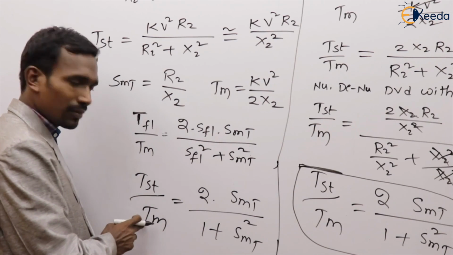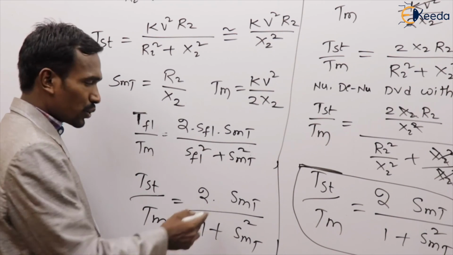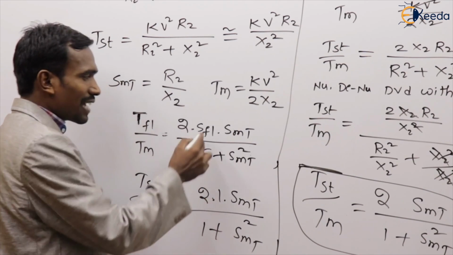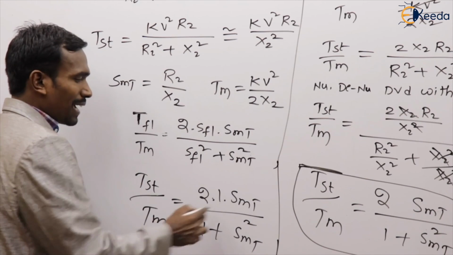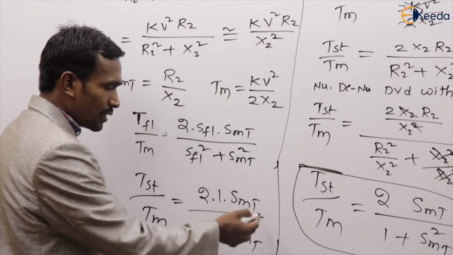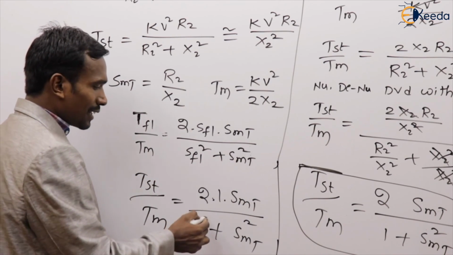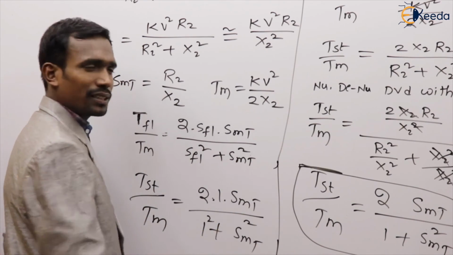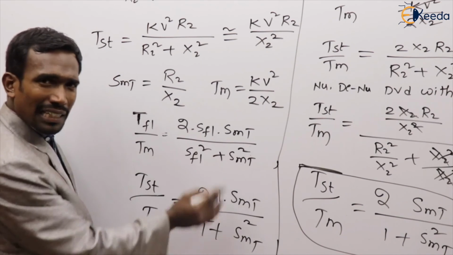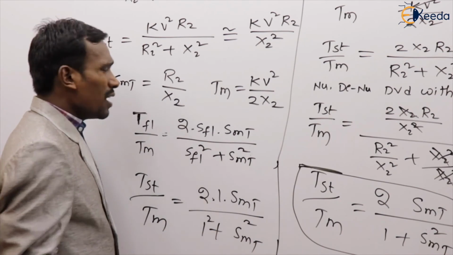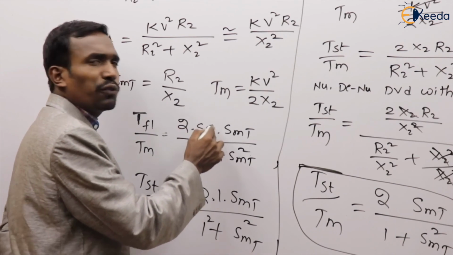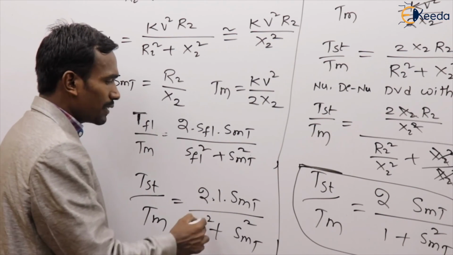For the same, 2 into slip at starting, which is nothing but 1, into slip at maximum, which is nothing but SMT, divided by slip at starting, which is 1 square, plus slip at maximum, SMT square. Both are the same, 100% the same. Nothing is different. Here it is full load torque, here it is starting torque. For full load torque, the slip is S full load. For starting torque, the slip is 1.